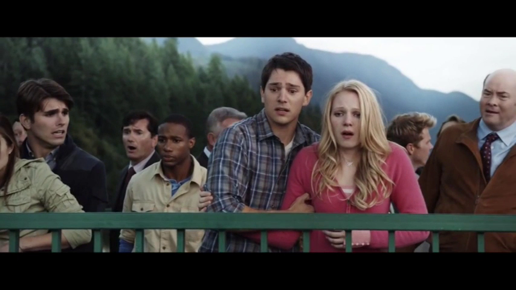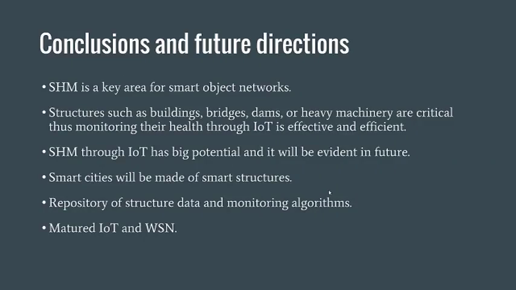Well, this guy had a premonition of the bridge going to collapse, but in real life you need structural health monitoring. And now we arrive at the conclusions and we will see what the future directions are from here. SHM is a key area for smart object networks. Structures such as buildings, bridges and dams or heavy machinery are all critical for us, and they will be monitored through IoT, and we have seen that IoT is much more effective and efficient. SHM through IoT has big potential and it will definitely be evident in future.